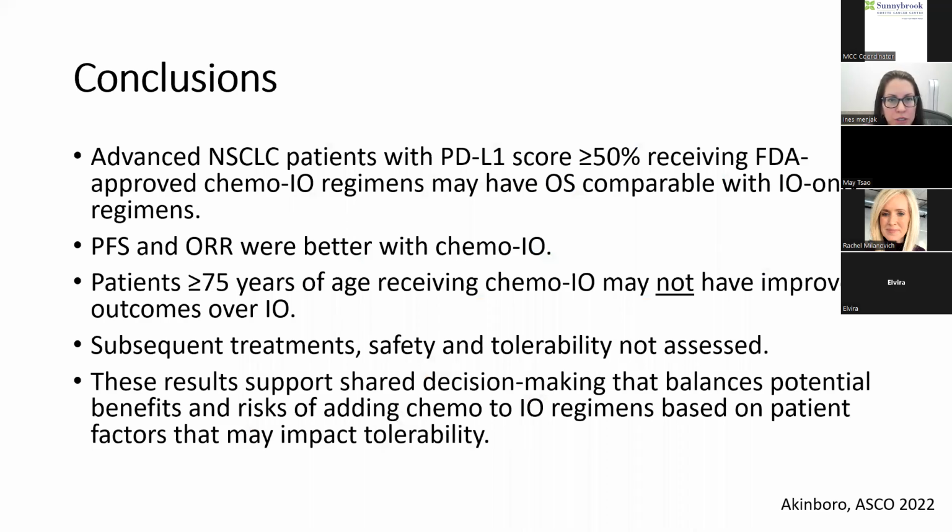So the authors concluded that for patients with PD-L1 scores of 50% or more, these combination regimens may have comparable survival with monotherapy, and the PFS and the response rates were better with the combination. For those who were 75 or older, they did not see improvements. As I mentioned, those other factors were not assessed, and I think it highlights the fact that we need to select patients appropriately for their treatments. Typically, at least in our center, for these patients that are 50% and higher, we're treating them with monotherapy, which I think is appropriate.